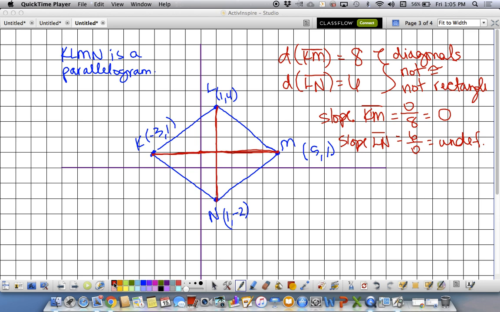Okay? So we can say diagonals are perpendicular. So KLMN is a what? Rhombus. Oh my God.